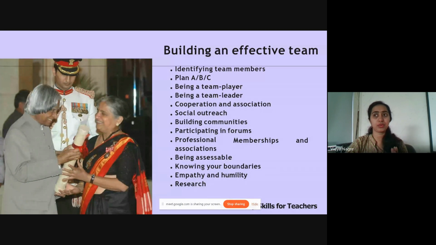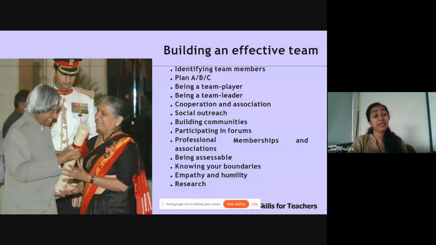Always become accessible. Even if you are a leader, do not dominate, do not even create fear in the heart of your team members. You should be approachable to them, so whatever problem they bring forth, you will always find the loopholes in the plan, and you will also get certain solutions from them. Knowing your boundaries is also very important.